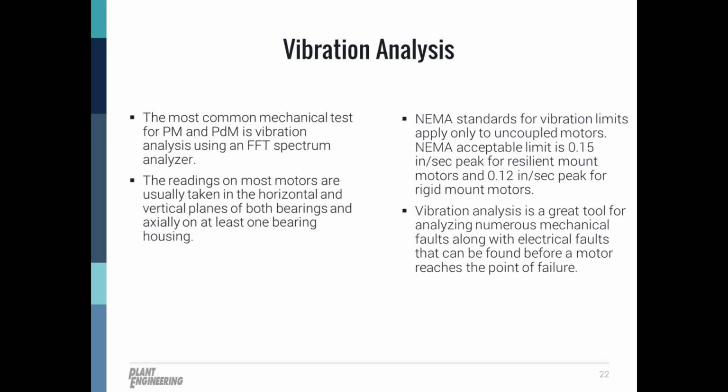So NEMA acceptable limit is 0.15 inch per second peak for resilient mount motors and 0.12 inches per second peak for rigid mount motors. To help clarify, the limit is higher for a resilient mount motor due to the movement that is allowed by the rubber or the type of isolators used during mounting. So this is normally seen in smaller motors, such as on a fan or blower application.